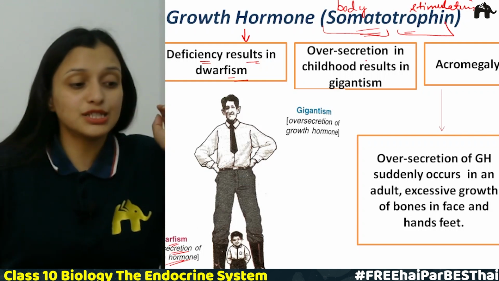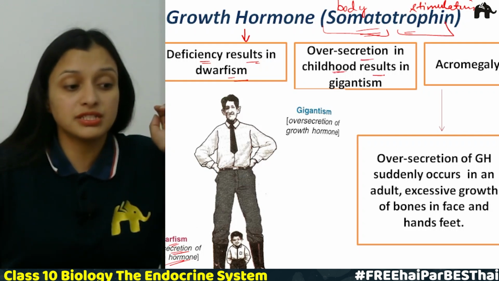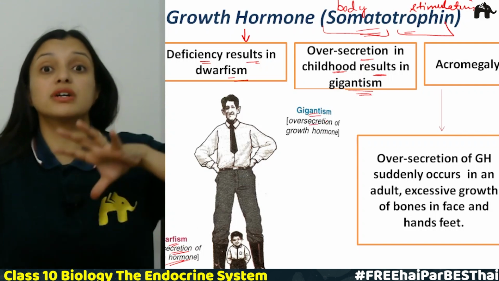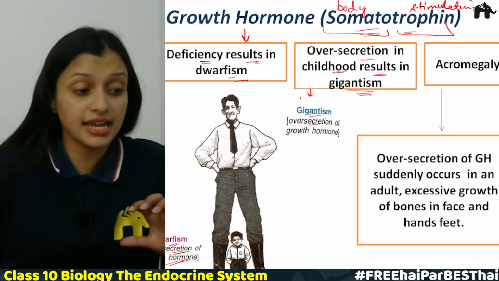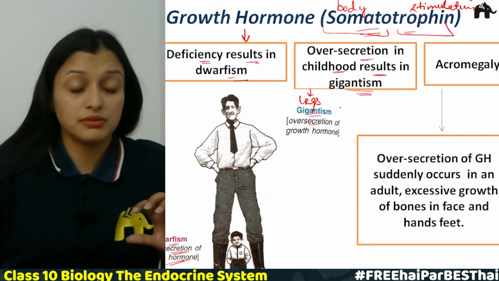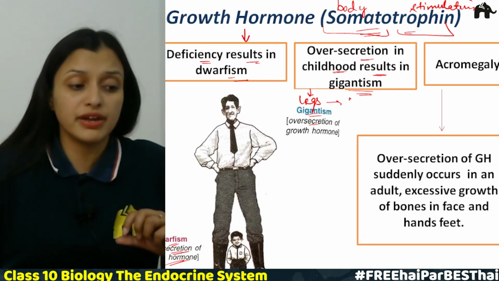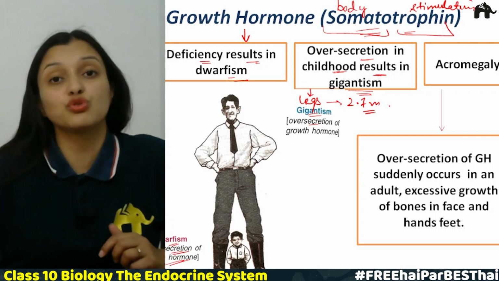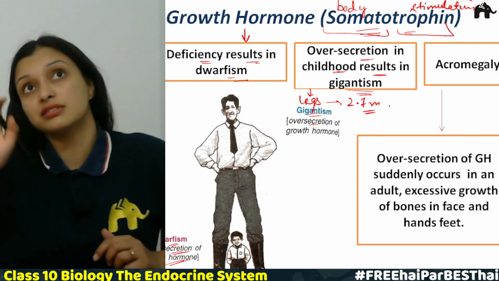Okay, the next is over secretion in childhood results in gigantism, right? It is a situation where there is over secretion of the hormone, and in this case the legs and the limbs will grow very long, and even the height of this person is going to be around 2.7 meters, right? So that is too much.